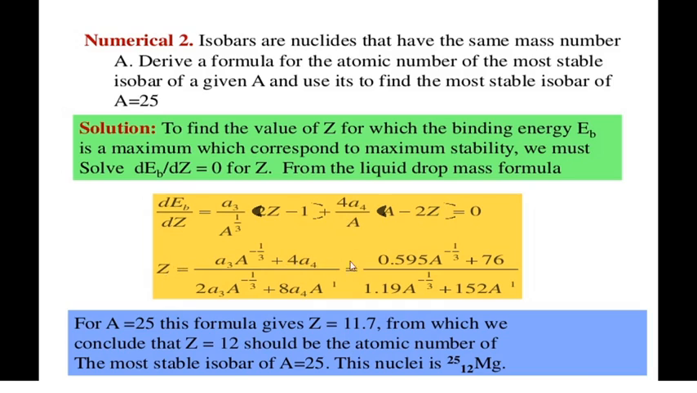So that is the first part. And now you can substitute A equal to 25 here, substitute all the values, and find out the value of Z, and that Z is 12, that is magnesium with Z equal to 12 and mass number 25. So two parts there: first, to find out the equation for Z. Now you can substitute A as 25 here and we will get the value of Z as 12.